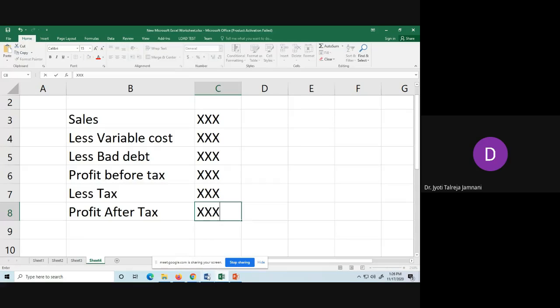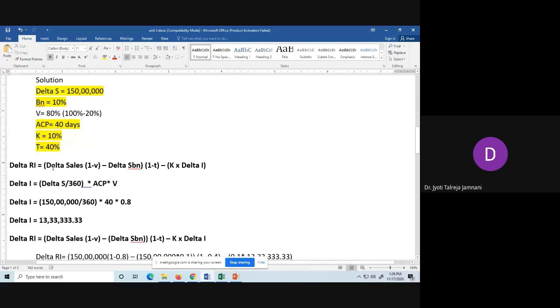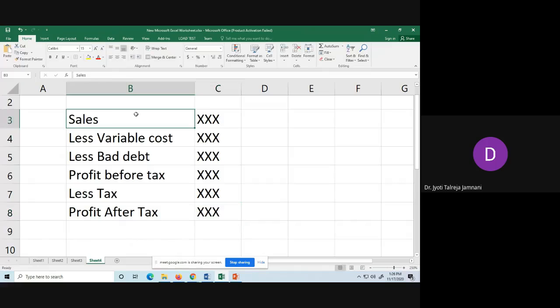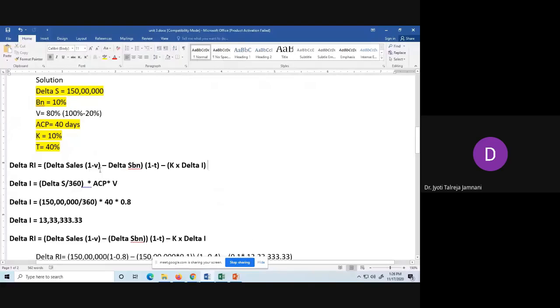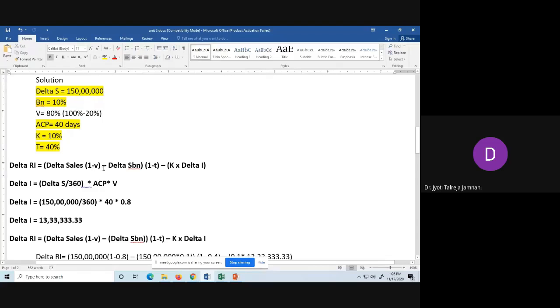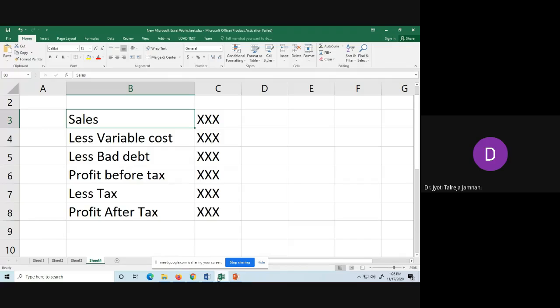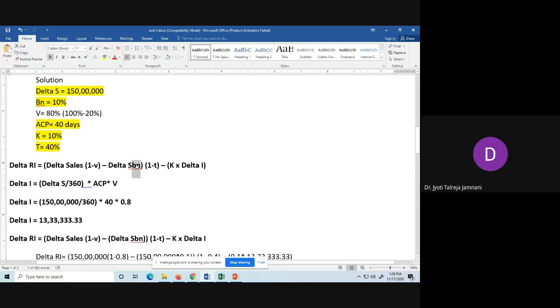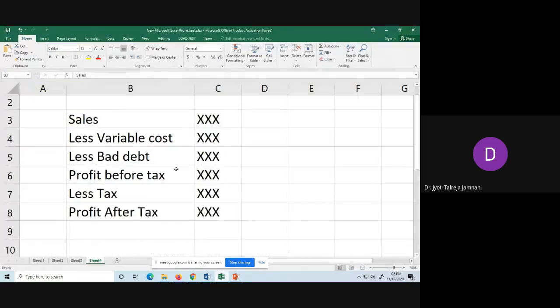Now see the formula and we'll correlate with this. First, what we are taking: delta S means change in sales. So I'm taking sales here. From that we are doing 1 minus V. 1 minus V means we are minusing the variable cost. The percentage is given, so we are doing 1 minus V. Next, less variable cost. After minusing the variable cost, we see if there is any other cost. In this case, the other cost is nothing but the bad debt cost. So we are minusing the bad debts. After we do that, we get a profit figure, so we call it profit before tax.